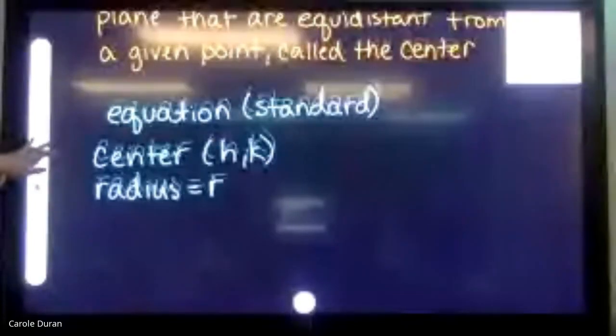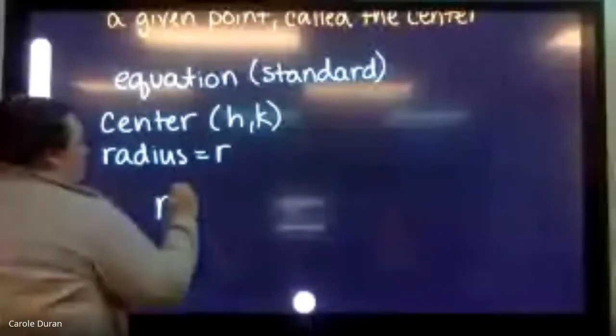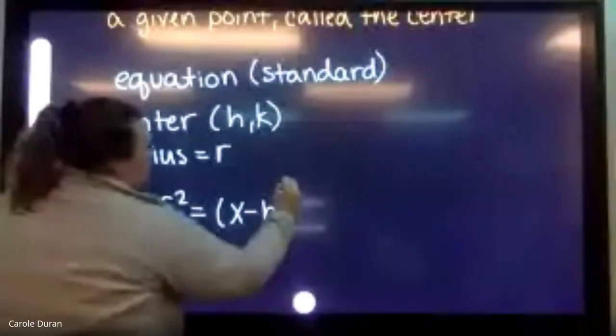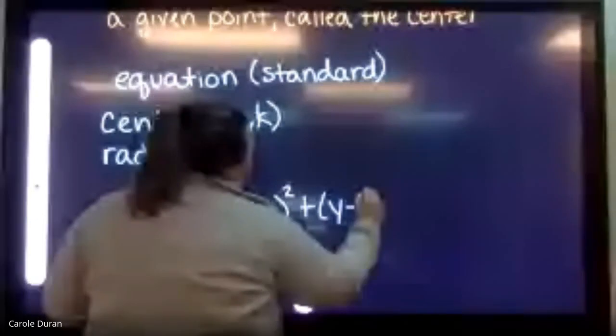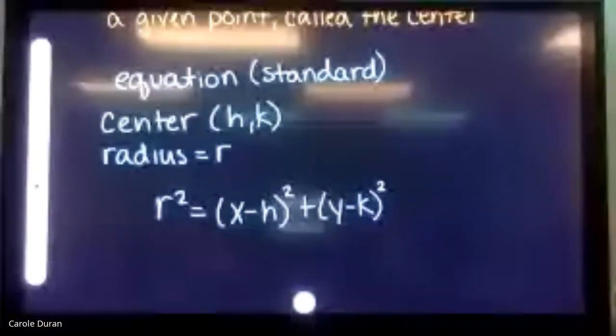The standard form equation for a circle is r squared equals the quantity x minus h squared plus the quantity y minus k squared. Where again, h and k are the coordinates of the center of my circle, and r is the radius of my circle.